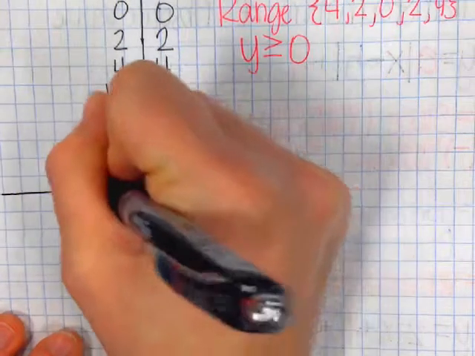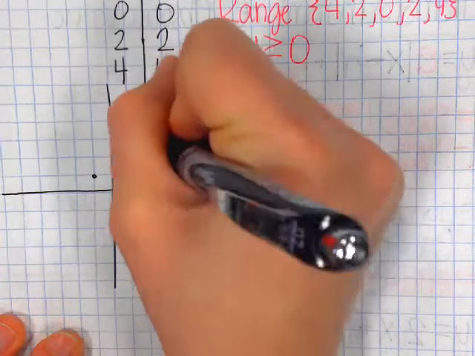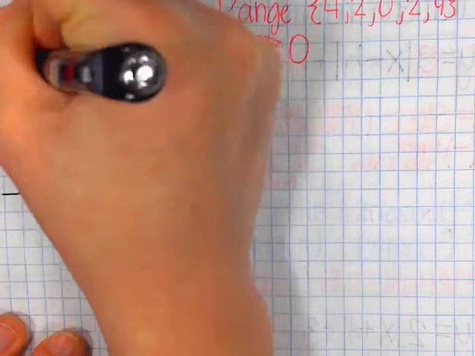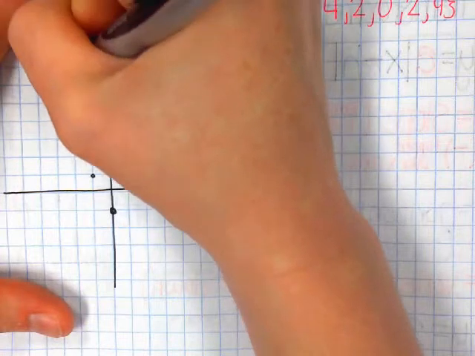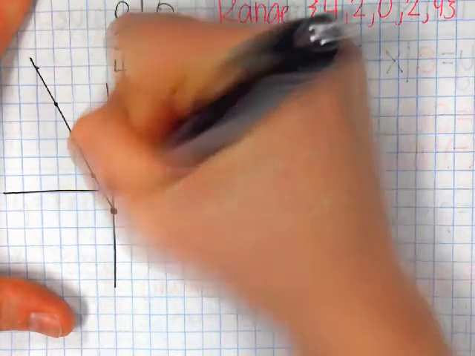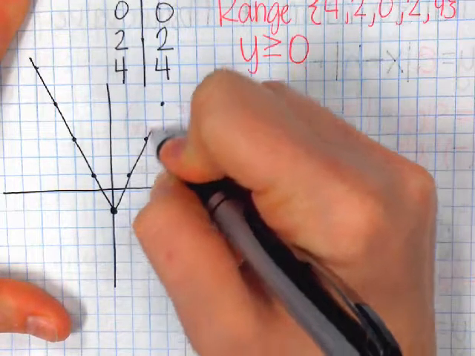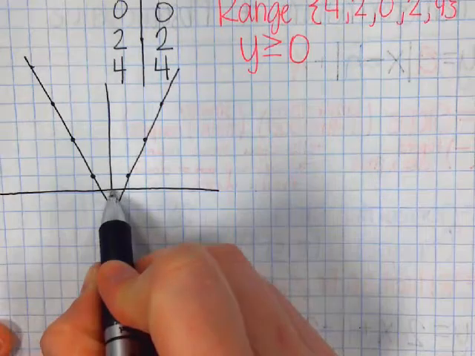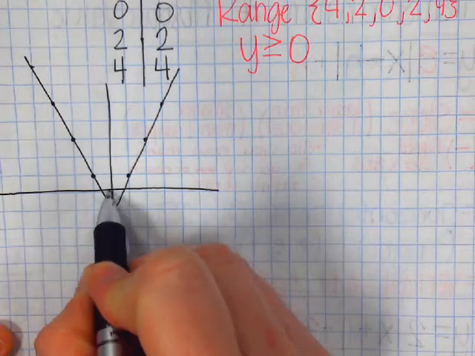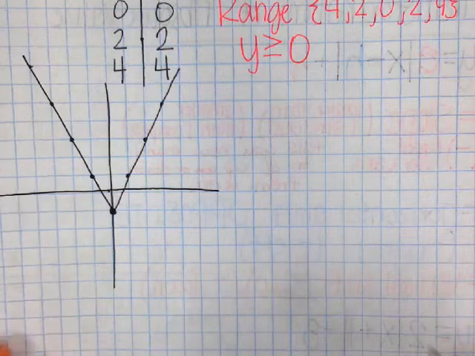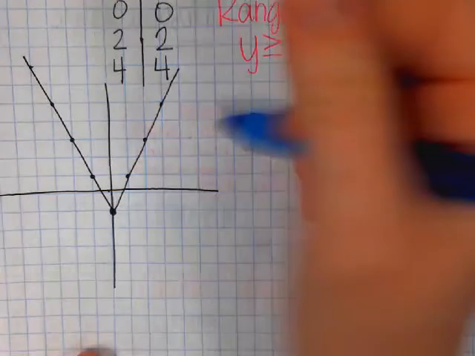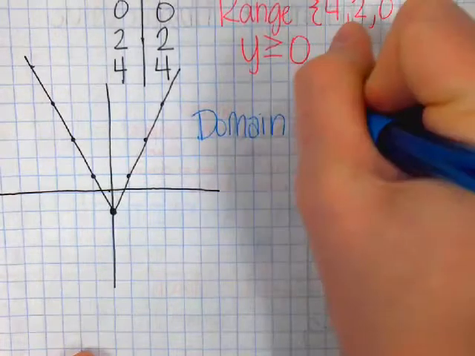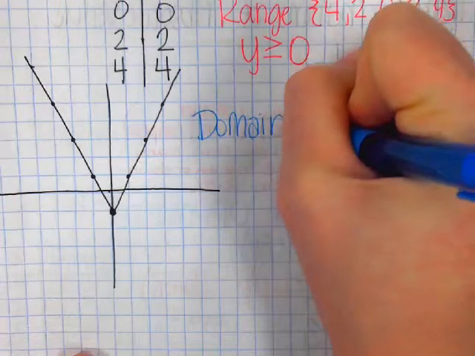So if I have this absolute value graph, notice where the vertex is. It's not at the origin, it's shifted 1 down. So the first thing you want to do is list your domain for your x values.